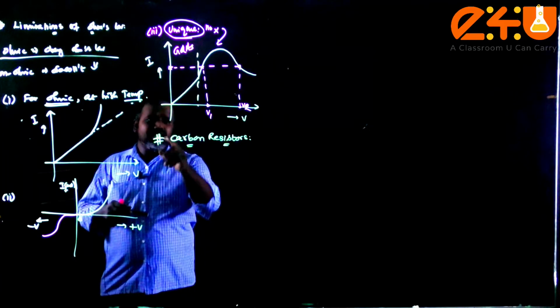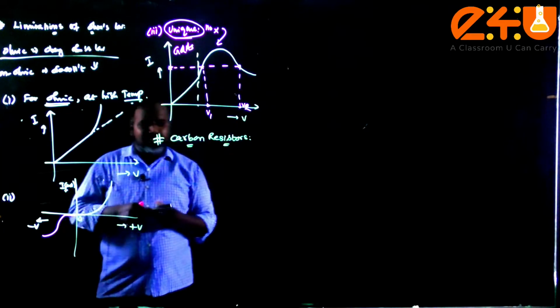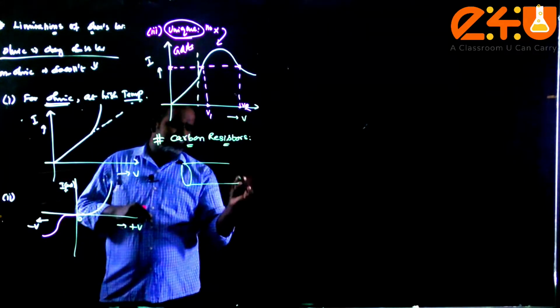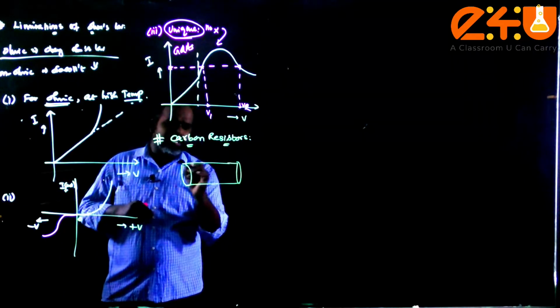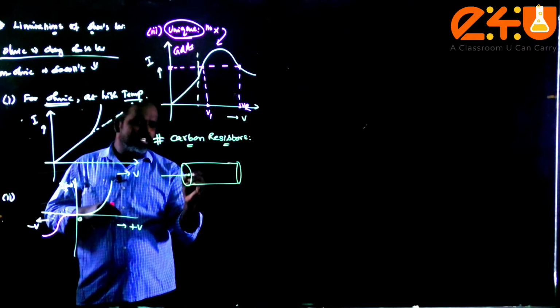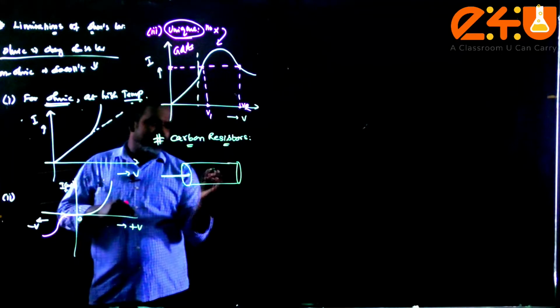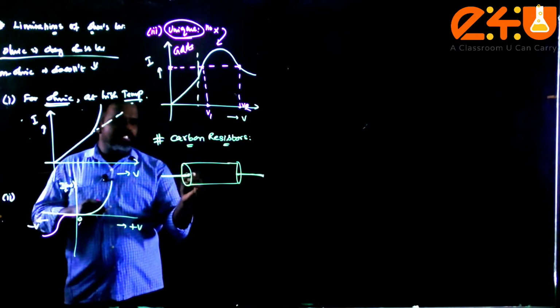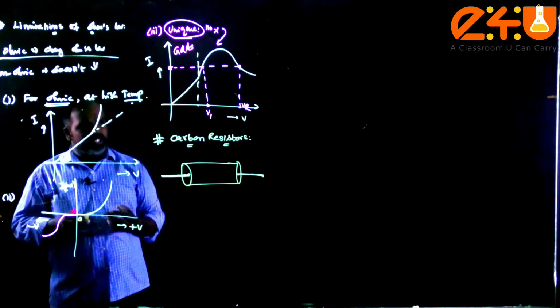For that reason, they use carbon ceramic materials, where this is the carbon resistor and these are the carbon ceramic layers. With that, a metallic contact is made as shown in the diagram. So this is a simple arrangement of the carbon resistor.